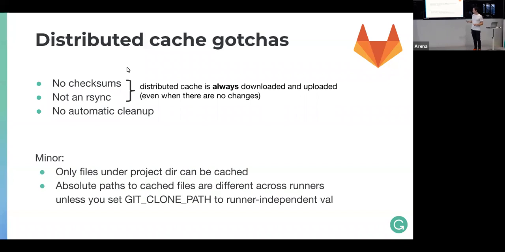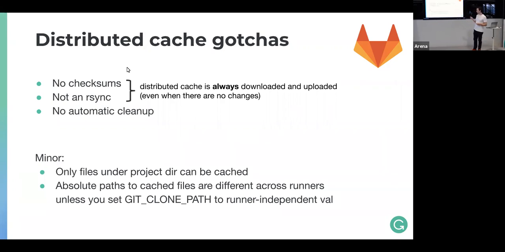And there are two minor annoyances, one of which is that you can only cache files that are inside your project directory. And the other is the absolute path to those files will differ across GitLab runners, because your project directory is different on different GitLab runners, and it includes the runner ID.